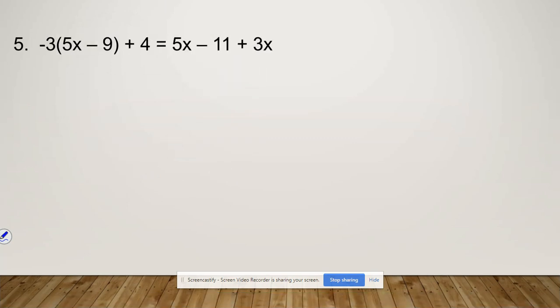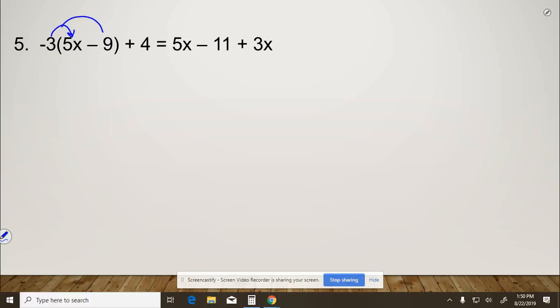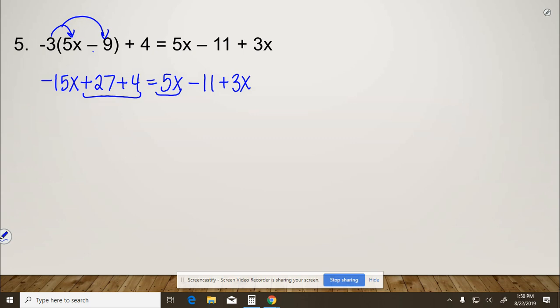All right, number 5. Still getting a little bit harder. Take your time when solving these on your own. We're going to distribute the negative 3. Negative 3 times 5x is negative 15x. Negative 3 times negative 9 is positive 27. Plus 4 equals 5x minus 11 plus 3x. Okay, simplifying both sides, put together the like terms. So negative 15x plus 27 and 4 make 31 equals 5x plus 3x, which is 8x minus 11.